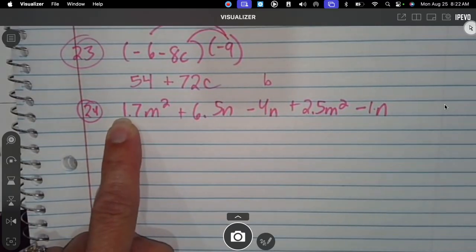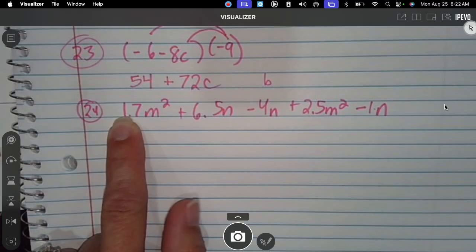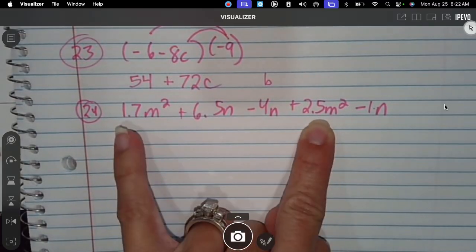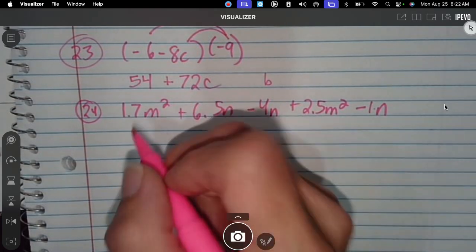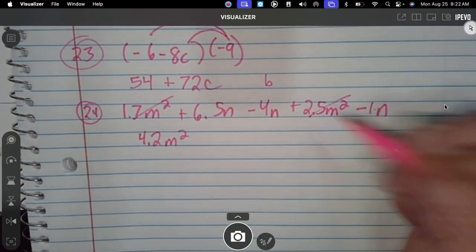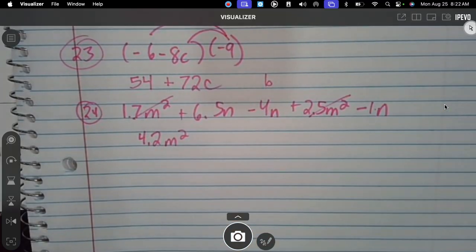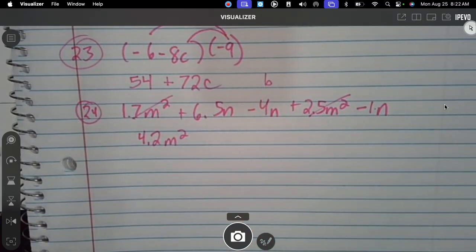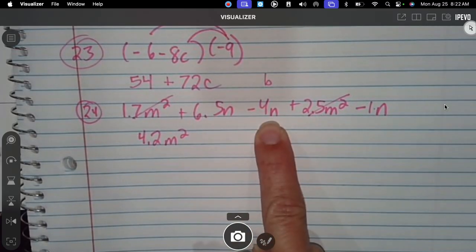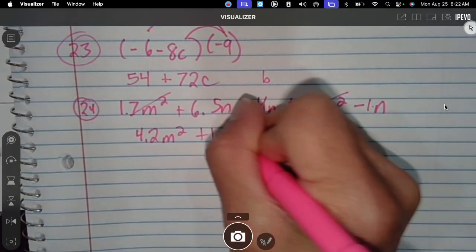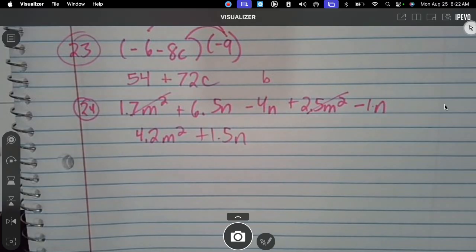Okay, now we combine all of the m's. So I have 1.7 plus, where's the other one? Here it is, 2.5. Those are my m's, which ends up being 4.2m squared. So I'm going to kind of mark them off. Everybody good? Now the n's, I would type in 6.5 minus 4 minus 1. And it is 1.5n. And it's positive, so I put a plus sign. Did y'all get that one? Yes. Okay.